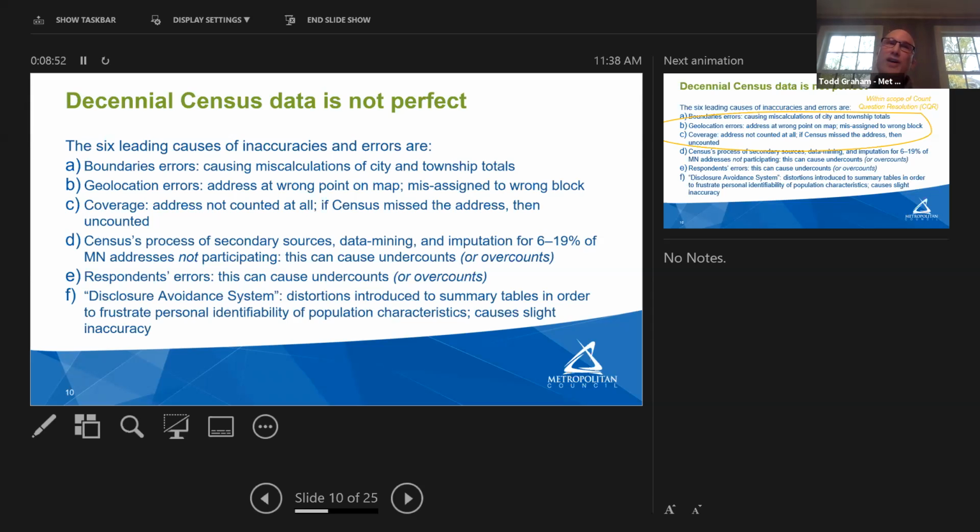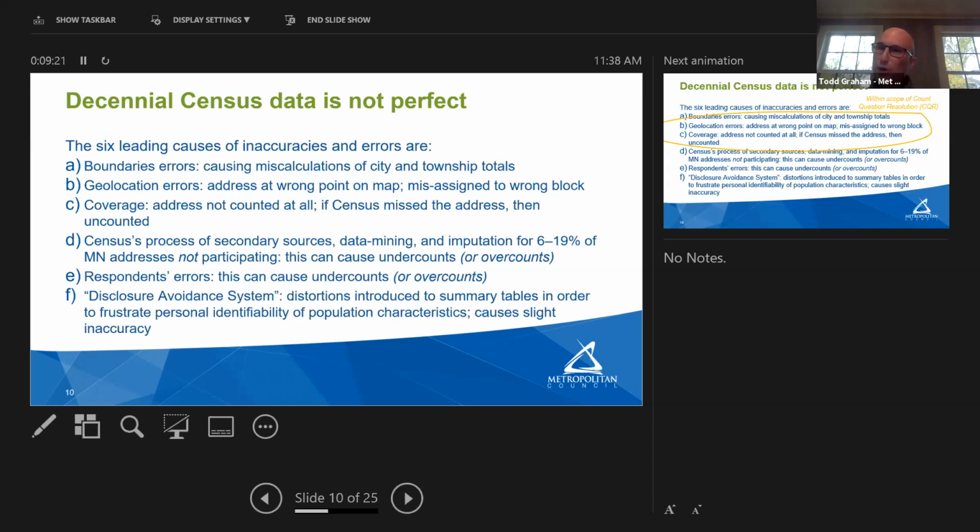Easy to understand. Third problem, it is possible that census missed housing altogether. So not that it's in the wrong place on the map, it's not on the map at all. If the Census Bureau missed the address, then that address is uncounted. And these are classic undercounts, housing, households, people missed by the census.